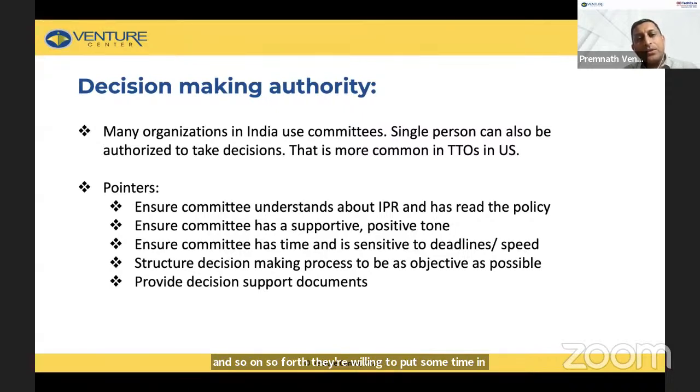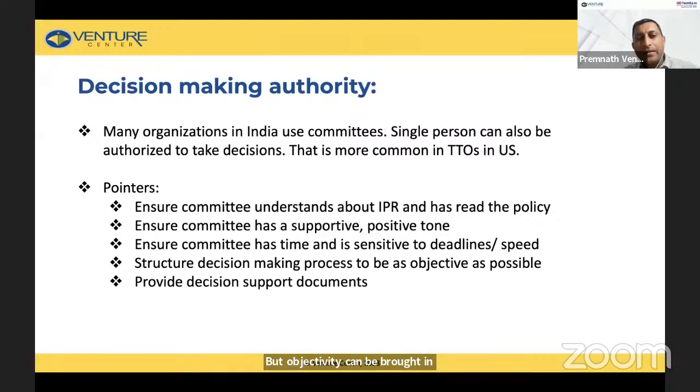Besides this, the decision making process can be as structured as possible to be objective. For example, novelty can be fairly objective, but non-obviousness is a little bit of a more subjective element, but still you can structure it. It's not as subjective as a decision to say this is an important science or not. That's a very subjective matter, right? But objectivity can be brought in here.